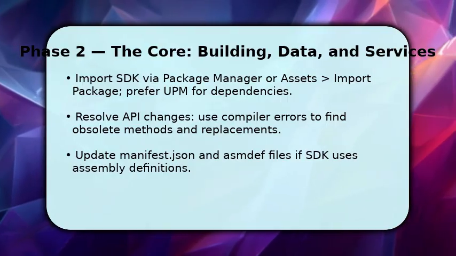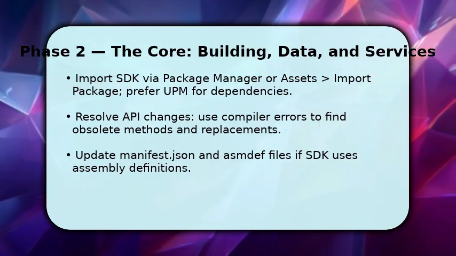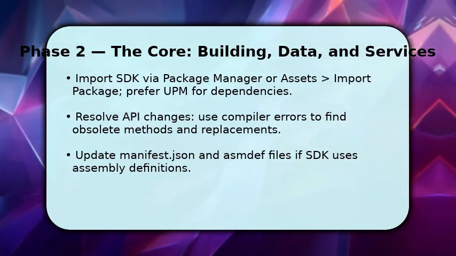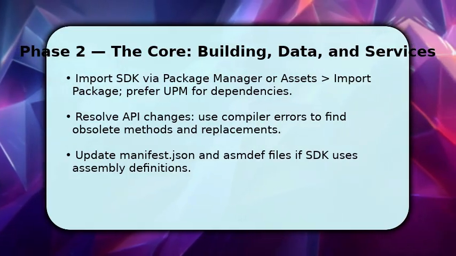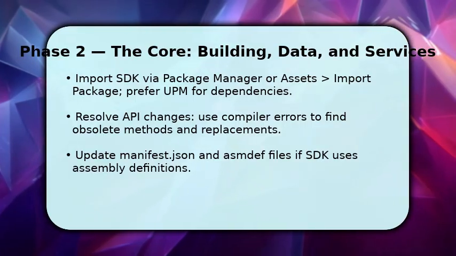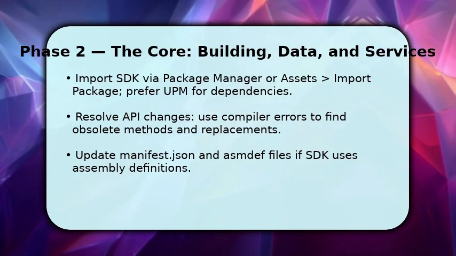Open Window Package Manager and add the SDK via the UPM URL or import the downloaded Unity package. If the SDK uses assembly definitions, update manifest.json and .asmdef references so Unity resolves dependencies. Then let the compiler run and address errors.